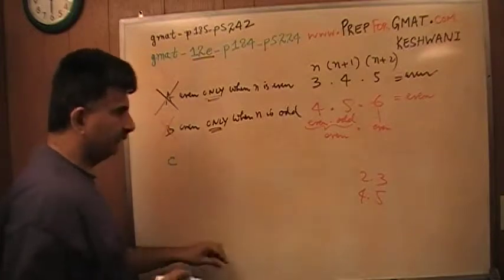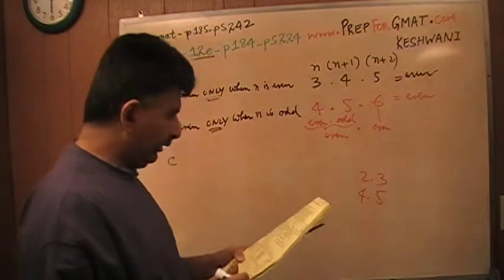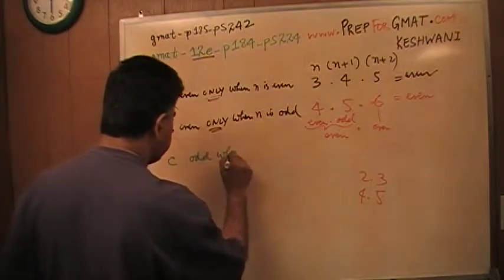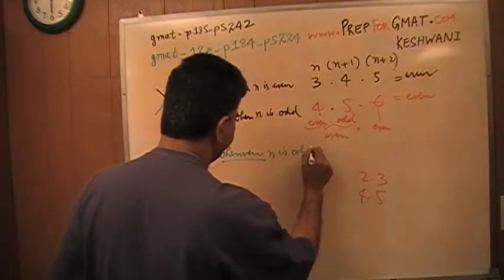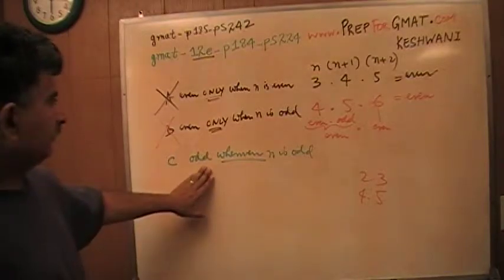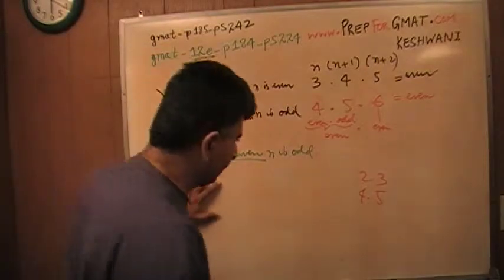Let's look at C. C says odd whenever n is odd. This is utter nonsense. This is gobbledygook. For those of you who do not know what gobbledygook is, look it up and learn it. Doesn't hurt.